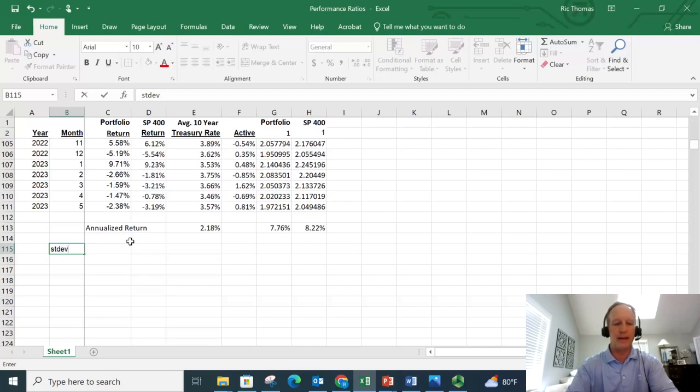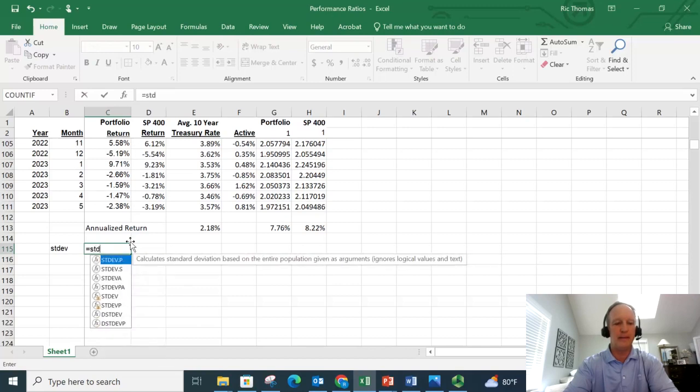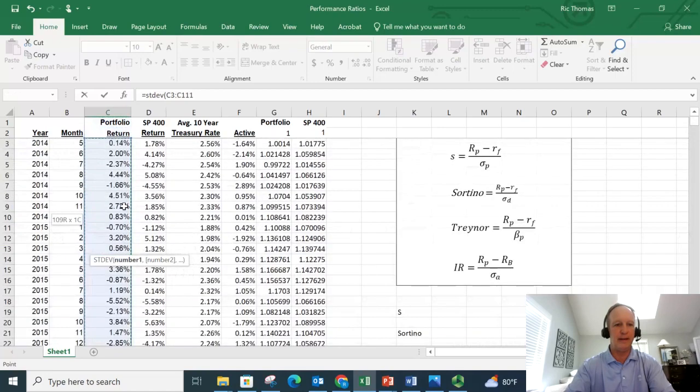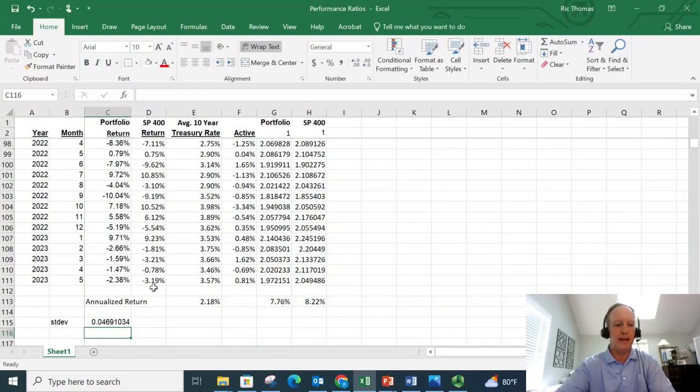And let's do this. All we do for this is we go equal STDEV, and in parentheses we just highlight all of the data. So we go from C11 to C3, okay? And now that is a monthly standard deviation, it's not annualized.